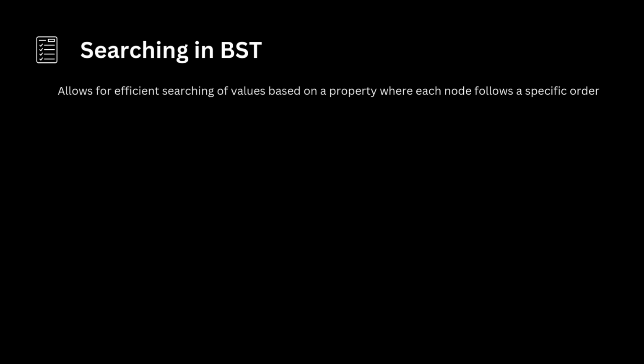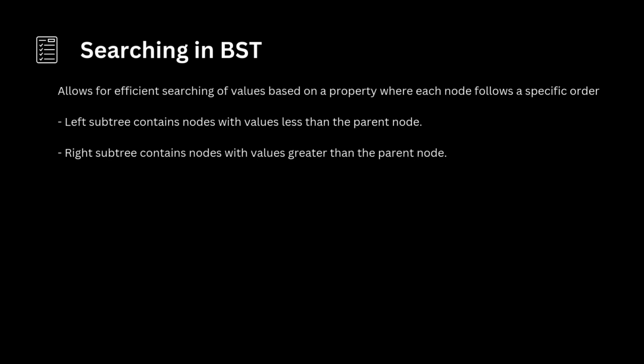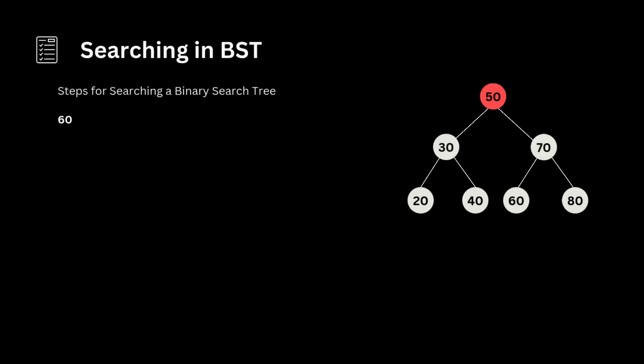A binary search tree allows for efficient searching of values based on property, where each node follows a specific order. Left subtree contains nodes with the value less than the parent node, while right subtree contains nodes with the values greater than the parent node. Let us see the steps for searching a binary search tree. Now we will search for a value, say for example 60 in the following binary search tree.